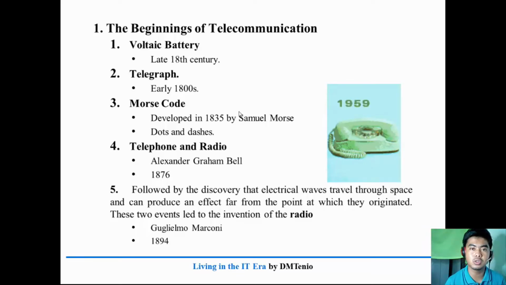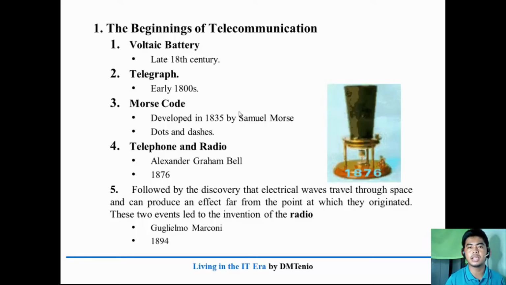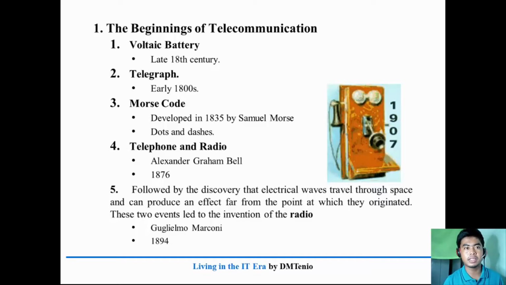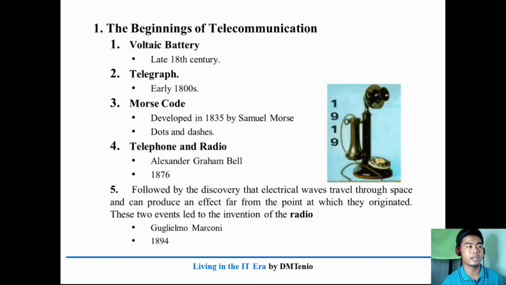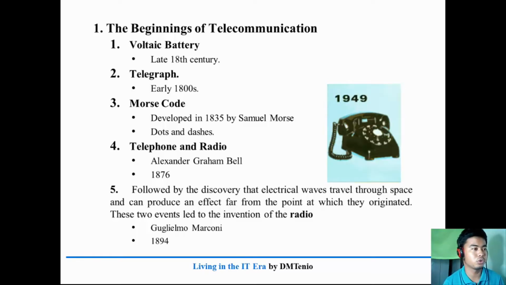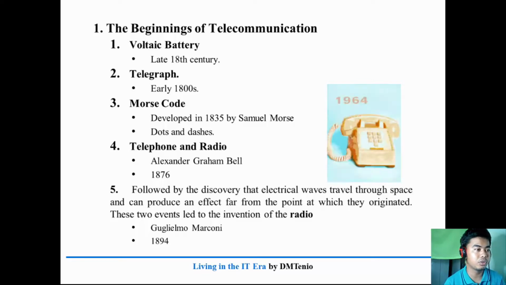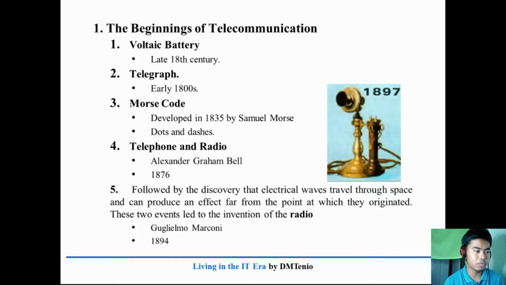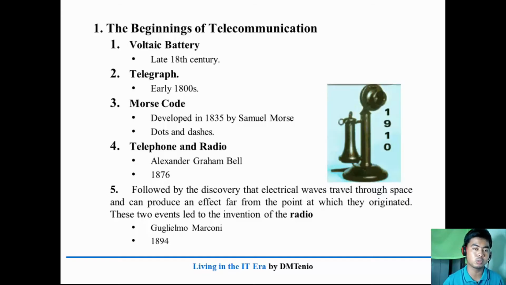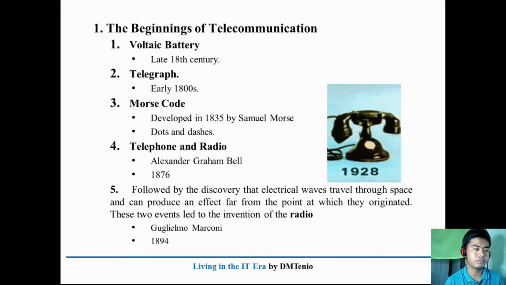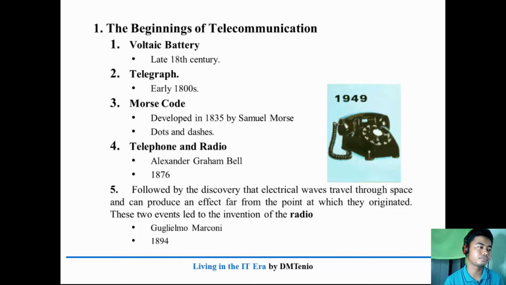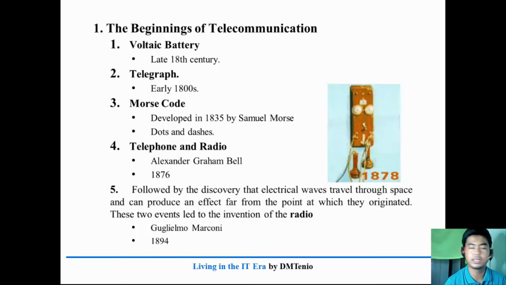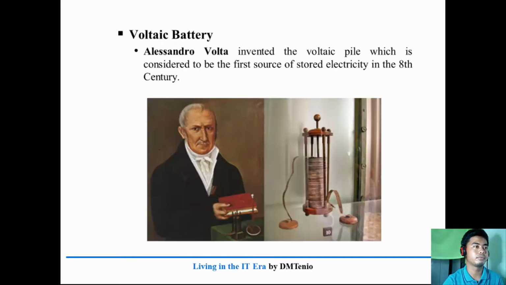Dots and dashes. So your parents might have experienced this, when you send a message to another place, only dots are received, and a decoder translates the telegram, the Morse code, no? Then telephone and radio, invention of Alexander Graham Bell in 1876. Then followed by the discovery of the electrical waves travel through space and can produce an effect far from the point at which they originated. So these two events lead to the invention of radio by Guglielmo Marconi in 1894.